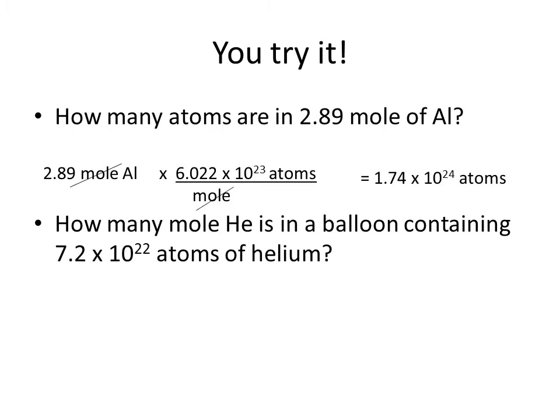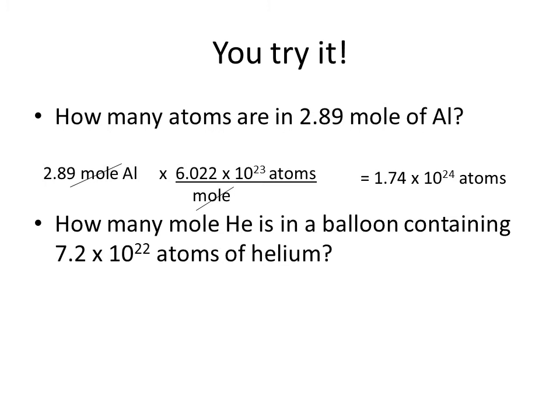Moles cancels out and you do your math, 2.89 times 6.022 times 10 to the 23, and that will give you 1.74 times 10 to the 24. If your calculator is not giving you 1.74 EE24, then you're using your calculator incorrectly and you need to see me with your calculator and I will show you how to properly use it.